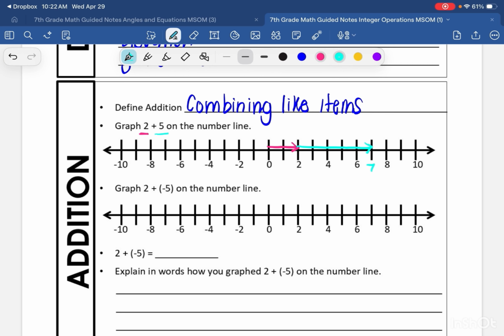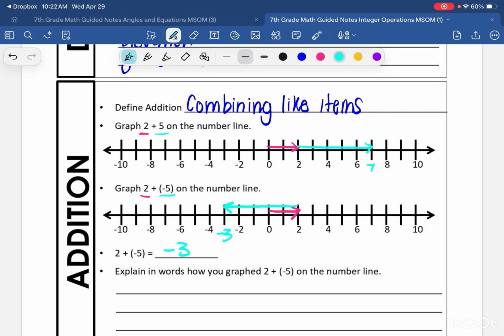Next question. Graph 2 plus -5 on the number line. Same thing. I start with 2 and I am joining that with -5. 2, and then I have 5 negatives. 1, 2, 3, 4, 5. Now it's negative, so I'm going to go the opposite direction. That's going to land me on -3.